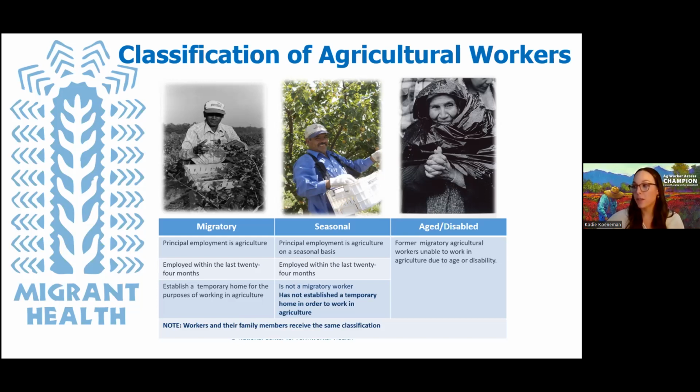And they're not migratory because they do not have to establish a temporary home in order to work in agriculture. And our third classification are aged and disabled. These are former migratory agricultural workers that are unable to work in agriculture due to age or disability. All community health centers are required to identify and classify their vulnerable populations, which includes our migratory and seasonal agricultural workers. Also, identifying and classifying these patients helps to provide clinical treatment and a plan for continuity of care, as they may be in your area for only a short period of time.